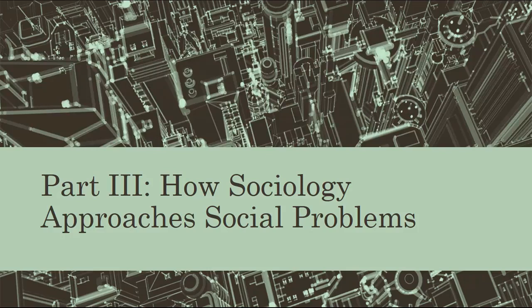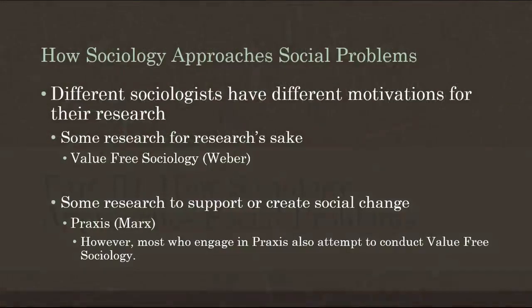And part 3, how sociology approaches social problems. This is interesting. Different sociologists have different motivations for doing their research. Some researchers believe that we should do our research because we want to understand everything that's happening in our social world. This is called value-free sociology. If a sociologist takes a neutral stance and just wants to study the world as it exists aside from any belief structure whatsoever.